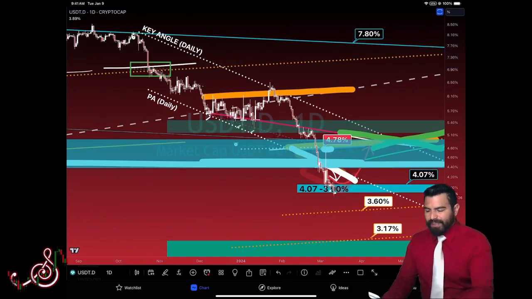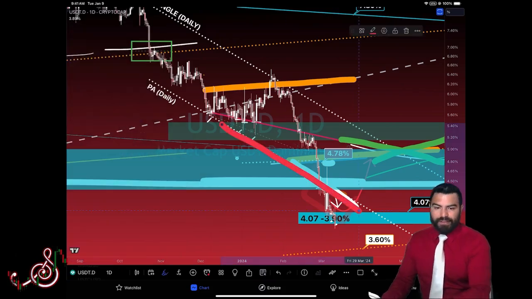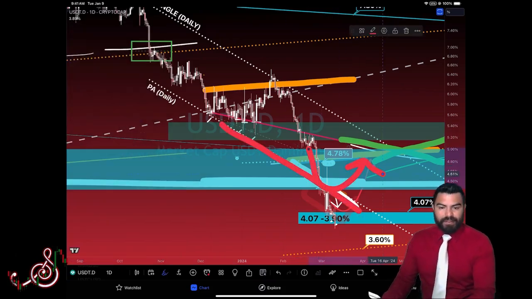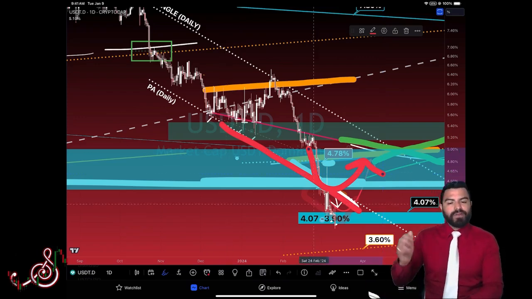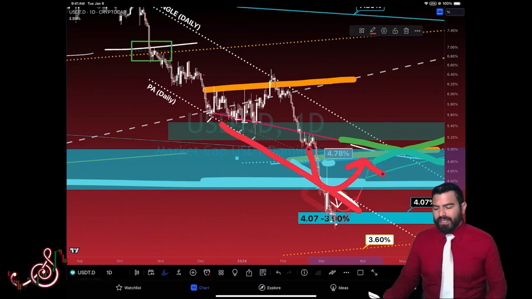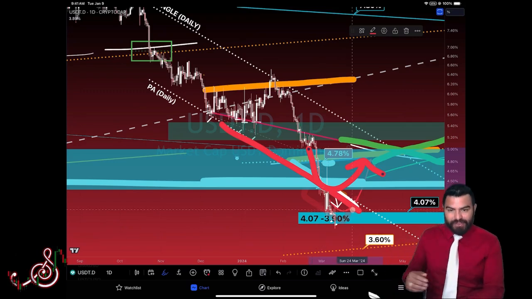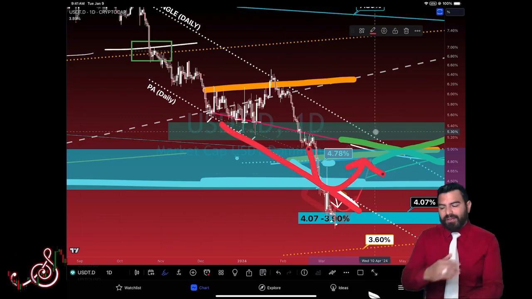And what's really happening is that the resistance and support along this path should have been here. Okay, remember, when this chart goes up, Bitcoin goes down. When this chart goes down, Bitcoin primarily goes up. So we want this chart to go down so Bitcoin can go up, okay? Again, we want this chart to go down so that Bitcoin can go up.